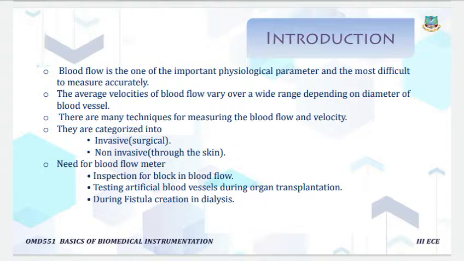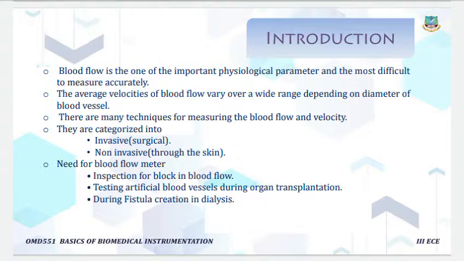The average velocity of the blood flow varies over a range. We know that the diameter of our blood vessels varies. Based on this variation, the velocity of the blood flow also varies. That is, it depends on the diameter of the blood vessel. The average velocity of the blood flow varies over a wide range depending on the diameter of the blood vessel.